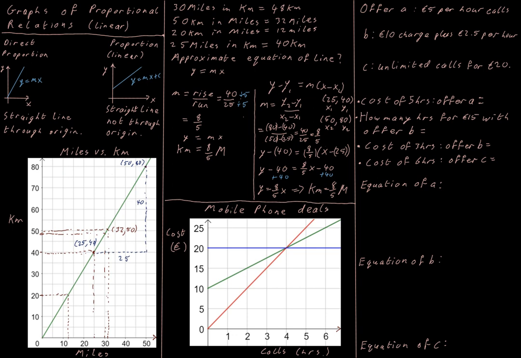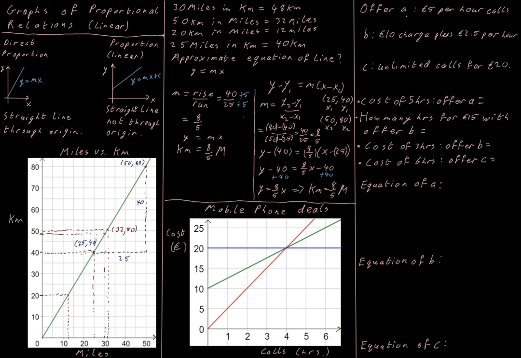Now if we have a look at mobile phone deals, we have the cost given on the y-axis and the hours of calls that we get with our deal written on the x-axis. And immediately we need to be careful. The y-axis is counting in 5s and the calls in hours is counting in 1s. So this is something we need to watch out for in these questions. The x and the y-axis don't have to be counting up by the same amount, and we need to keep that in mind as we work.